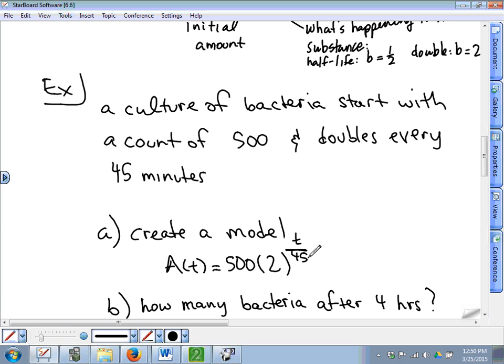What is this in terms of right here, minutes or hours? In terms of minutes. You can't mix hours and minutes together. If you're doubling cycles in terms of minutes, then whatever you plug in has to be in terms of minutes. So 4 isn't any good. It'd be 240 minutes. So really all it boils down to is you plug in 240 divided by 45, you raise 2 to that power, and then you multiply it by 500. It's a very, very easy calculator problem.